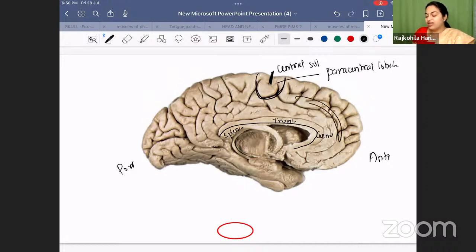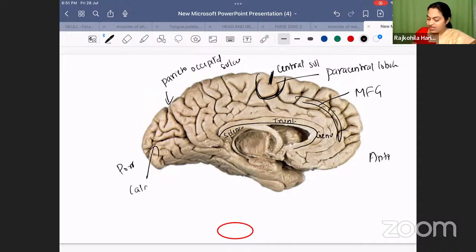So what is this part? This is your medial frontal gyrus. And this one is the parieto-occipital sulcus. This one is the calcarine sulcus. Now tell me, what is this gyrus? That's the cuneus. Between the parieto-occipital and the calcarine is the cuneus gyrus. And this one is the precuneus. Okay. Now, what are we worried about? We are worried about the paracentral lobule.